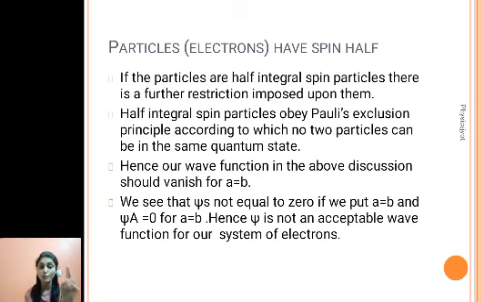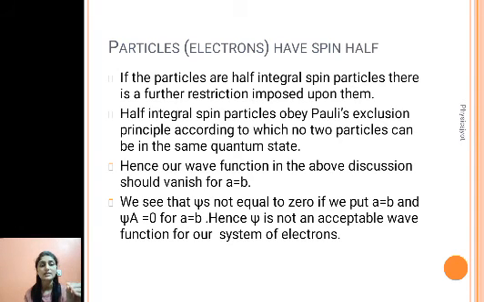And according to Pauli's exclusion principle, no two particles can be in the same quantum state. So there are 4 quantum numbers, n, l, ml, ms. So Pauli's exclusion principle क्या कहता है कि चारों quantum numbers for a one particle, it cannot be same. So no two particles can have all the 4 quantum numbers same, or in other words we can say no two particles can be in the same quantum state. So our wave function in the above discussion will vanish for A equals to B. If I consider A equals to B, then it will not obey Pauli's exclusion principle.